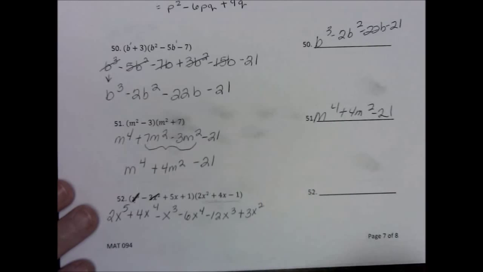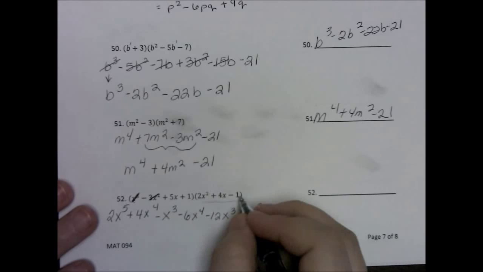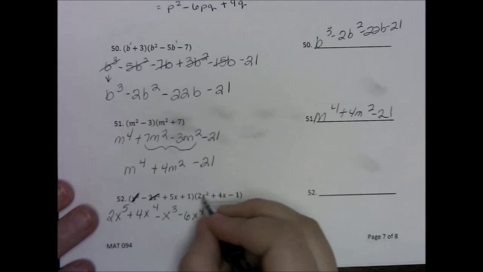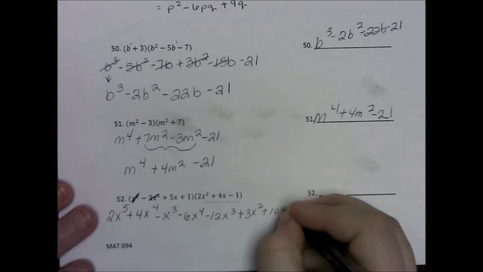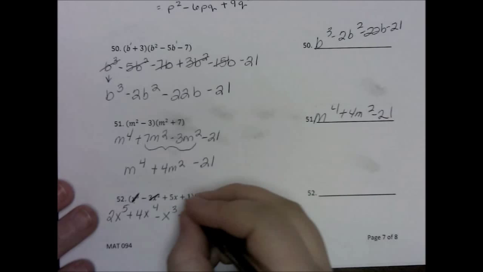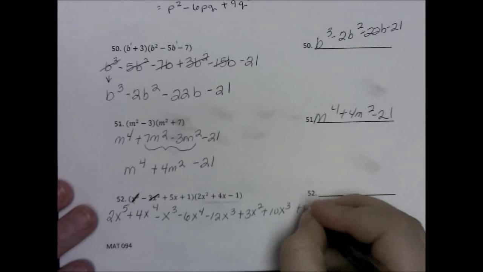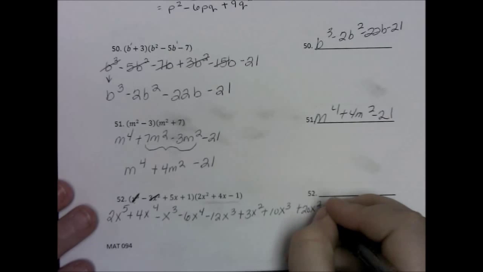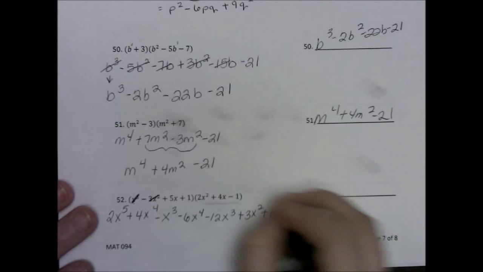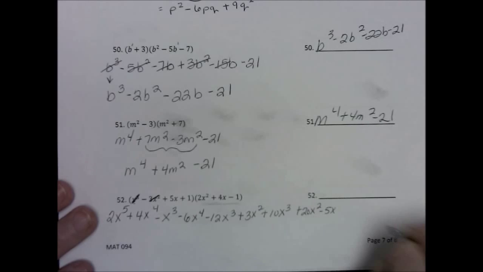Now I'm going to multiply my 5x times everything in this set of parentheses. So 5x times 2x squared is 10x to the 3rd. 5x times 4x is 20x squared. 5x times negative 1 is negative 5x.